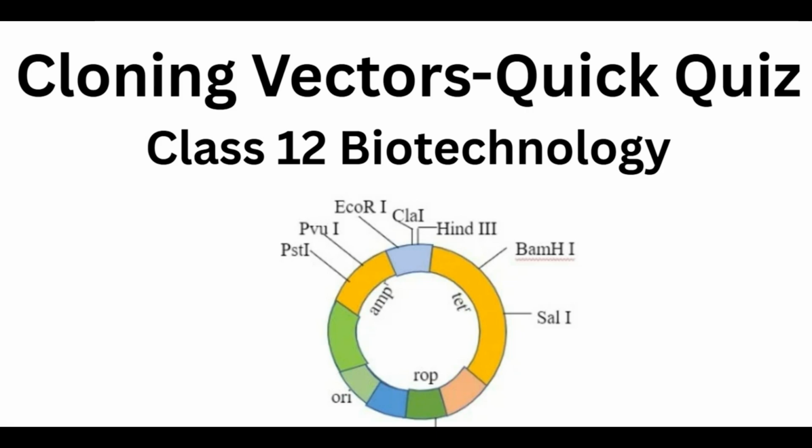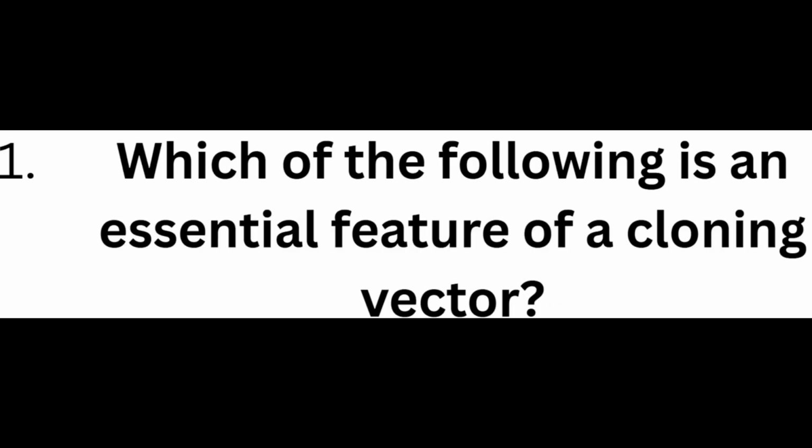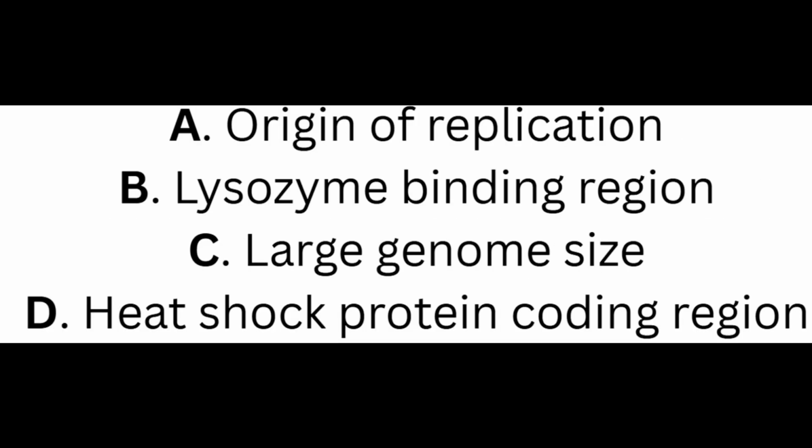Cloning vectors, quick quiz, class 12 biotechnology. Which of the following is an essential feature of a cloning vector? Option A, origin of replication. Option B, lysozyme binding region. Option C, large genome size. Option D, heat shock protein coding region. The answer is option A, origin of replication.